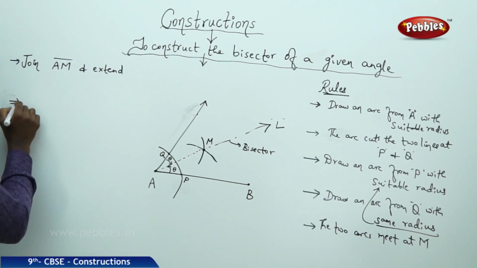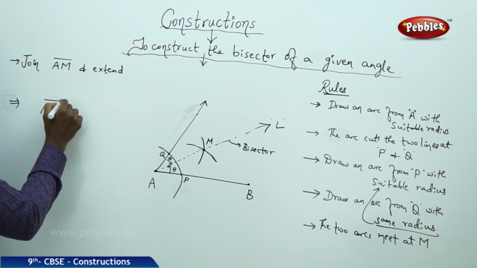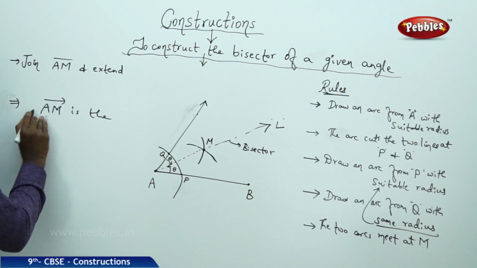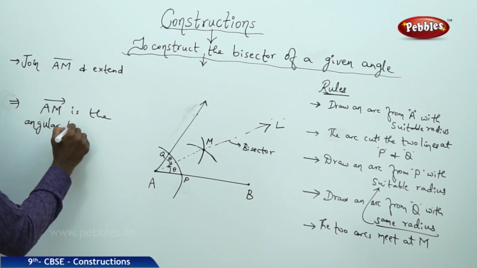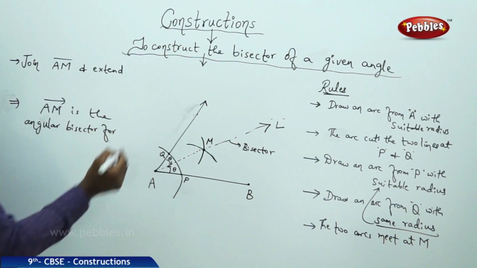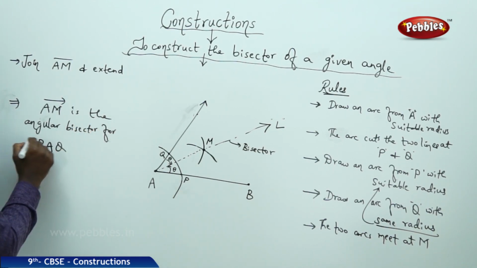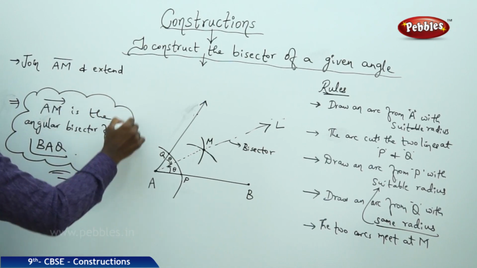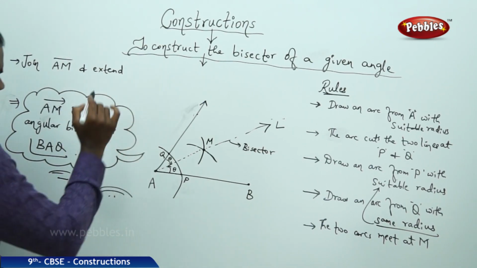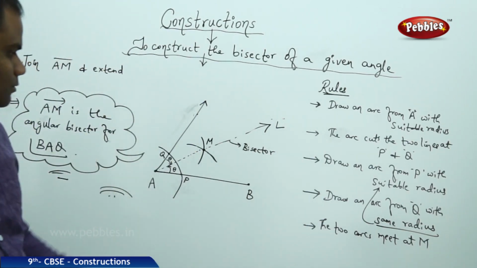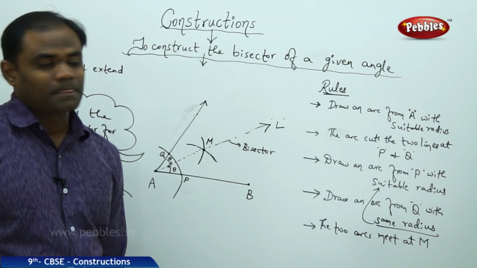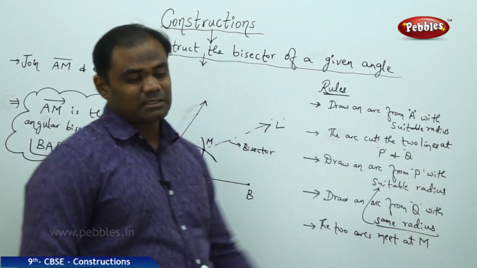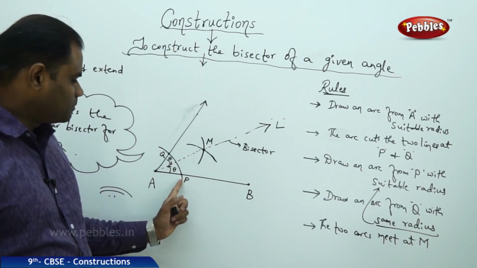After you get this, that implies AM is the angular bisector for angle BAQ. That is how we understand the concept. AM is the angular bisector for angle BAQ. Rule 1, draw an arc from A with suitable radius. Rule 2, the arc cuts the two lines at P and Q, the line AB at P and this line at Q.